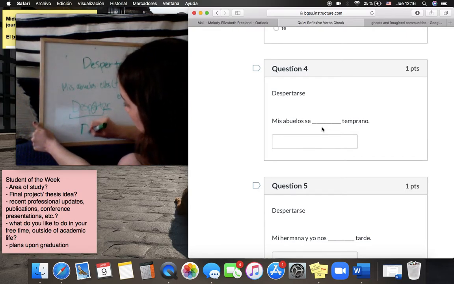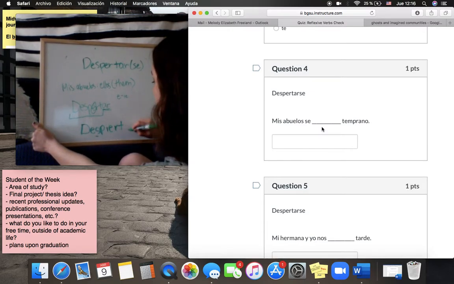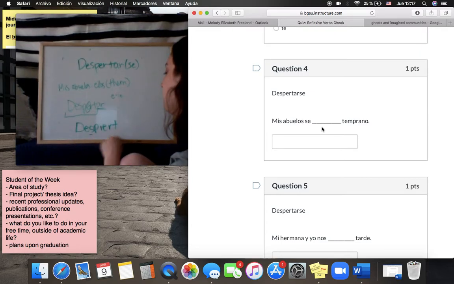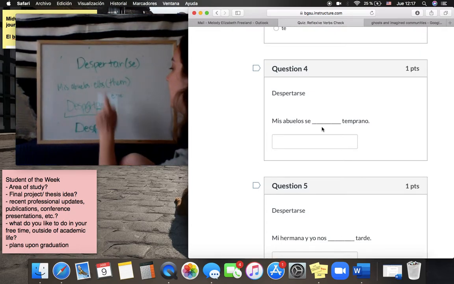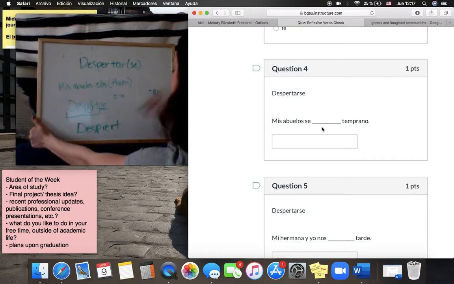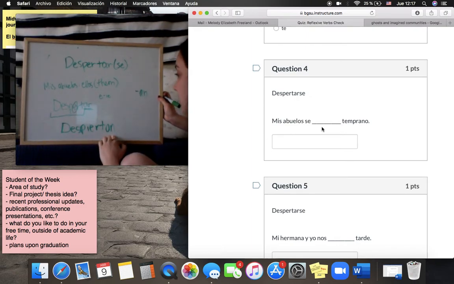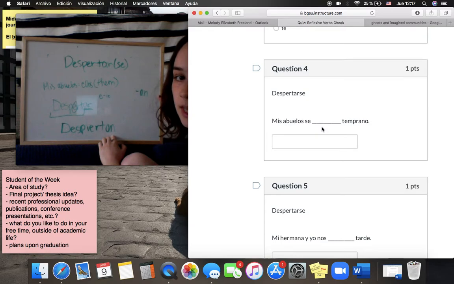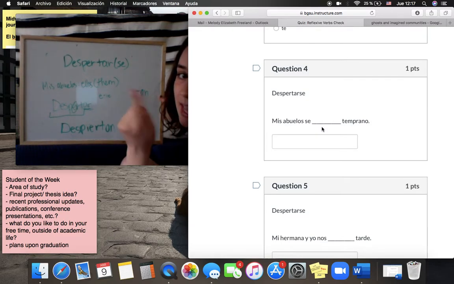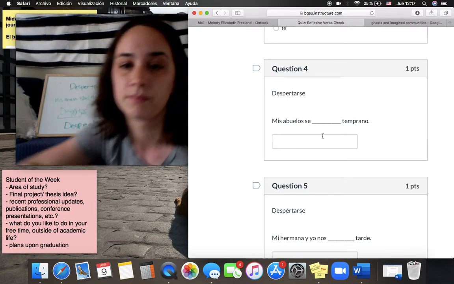This E goes to IE. So now that's our stem, and we're talking about ellos, they, for an AR, so we know the ending is going to be AN, right? So we just add our new ending for the conjugation. Despiertan. And we know it already has it there, but we know it's se because it's them. So mis abuelos se despiertan temprano, right?